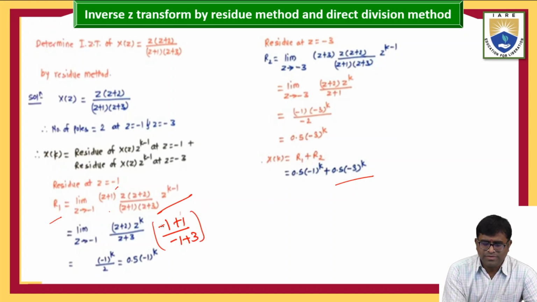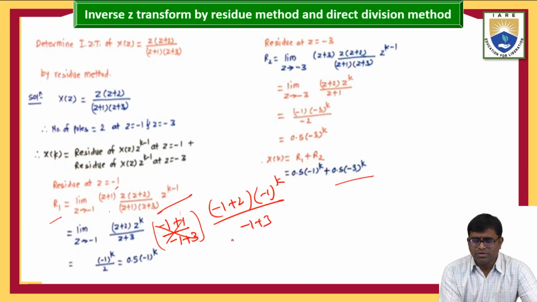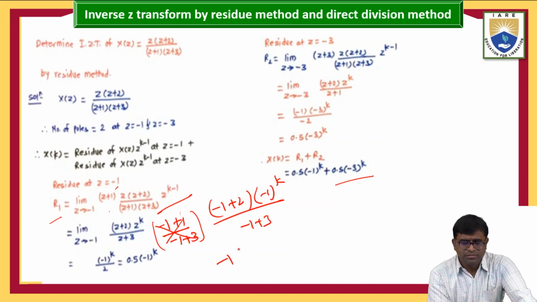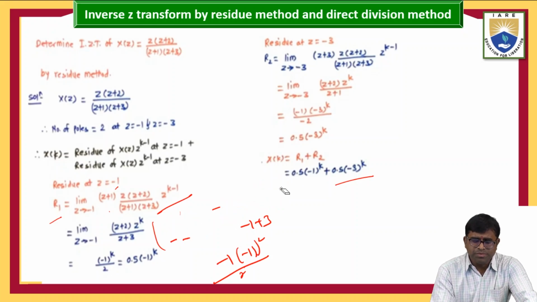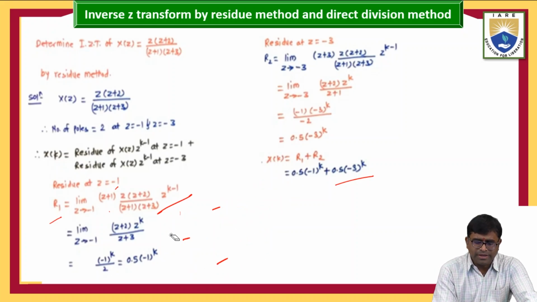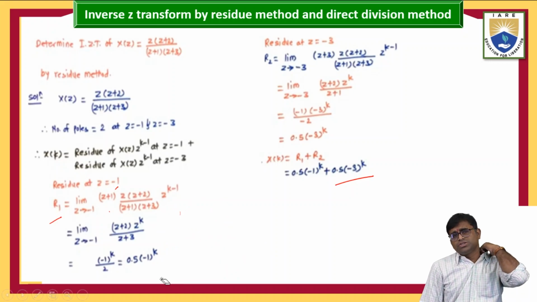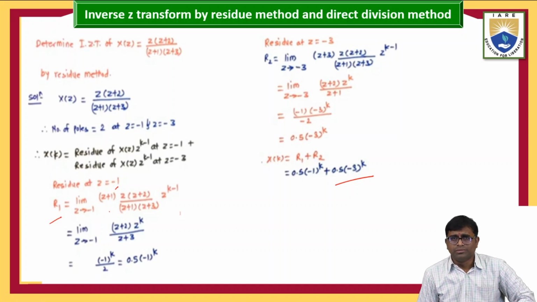Okay, for this one it is z equal to minus 1. Minus 1 plus 2 into minus 1 all power of k by minus 1 plus 3. So this value is minus 1 into minus 1 power of k by 2, which is 0.5 into minus 1 power of k. That is the residue value for the first pole.